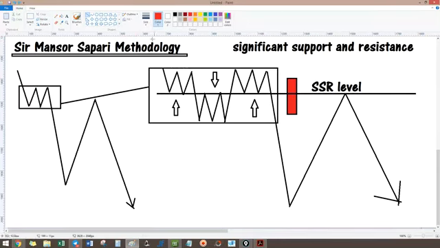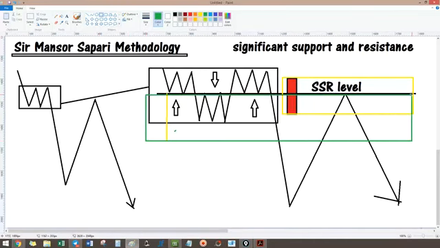For your zone, you can take this one. Or you can take where you got a higher shadow like this. For example, this is the lowest or higher shadow at the beginning. You can also take this level.